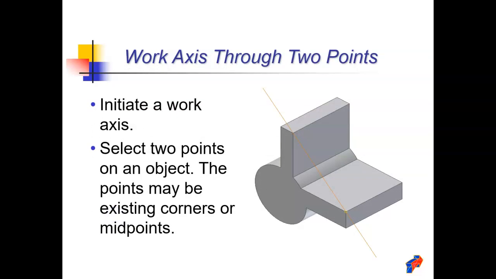You can initiate them through an axis by choosing any 2 points on an object. The points may be existing corners or a midpoint, or they may be given dimensions to an offset or someplace in space. In this picture here, what you're seeing is that they're clicking on 2 corners of an existing object to create an axis through there.